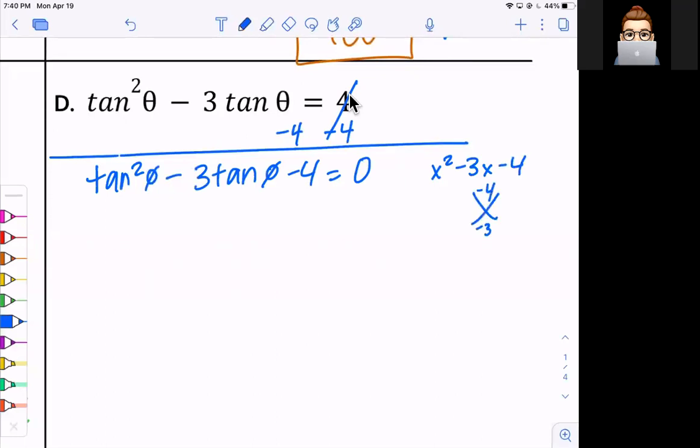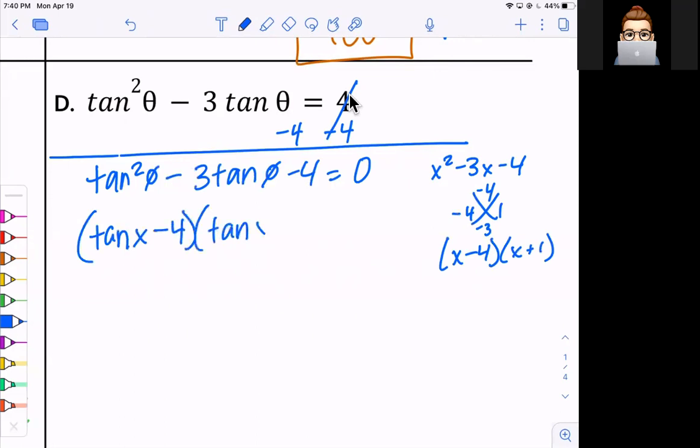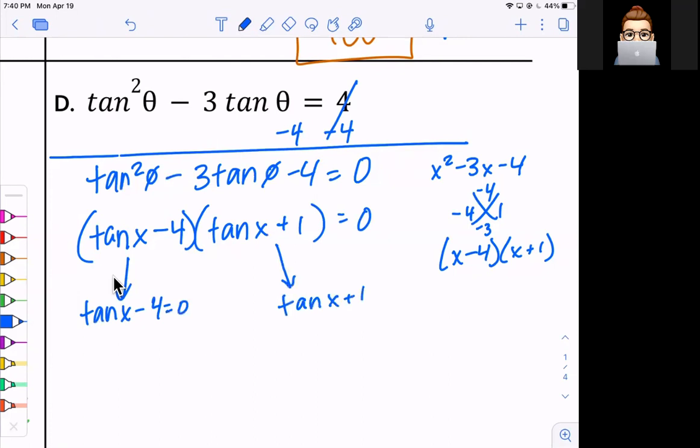Negative 4, negative 3. Could get 4 and 1. Negative 4, positive 1. So this is x minus 4, x plus 1. So when you go here, you're going to do tangent x minus 4, tangent x plus 1 equals 0. Something like that. All right, so we have 2 possible equations to solve. Tan x minus 4 and tan x plus 1.